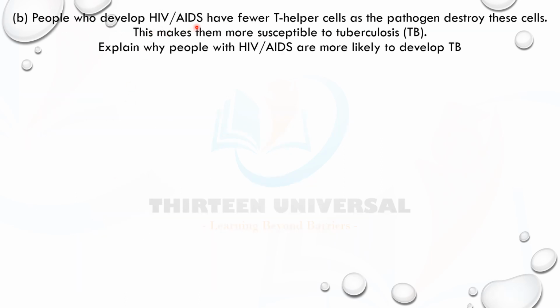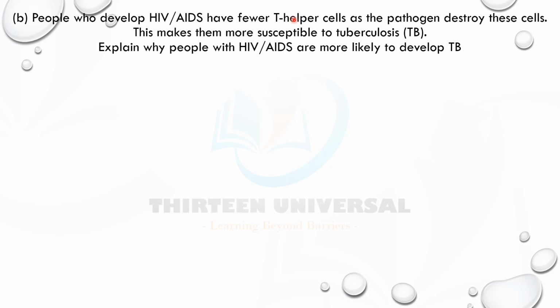People who develop HIV or AIDS have fewer T helper cells, as the pathogen destroys these cells. This makes them more susceptible to tuberculosis. Tuberculosis is an opportunistic infection. Explain why people with HIV/AIDS are more likely to develop TB. Pause the video and try it. Remember, we do it by ourselves. That's how we roll. Don't forget that TB is an opportunistic infection, and people with HIV have fewer T helper cells.